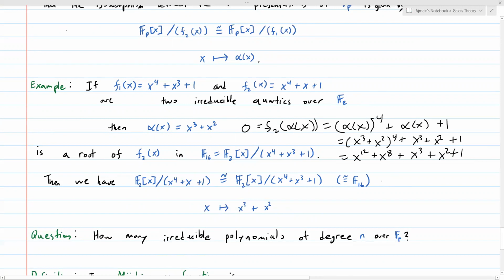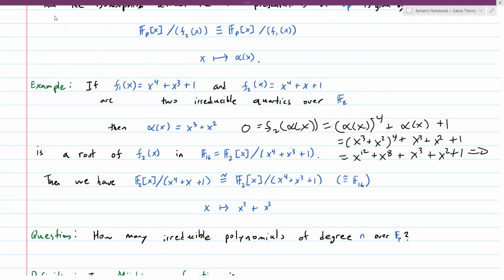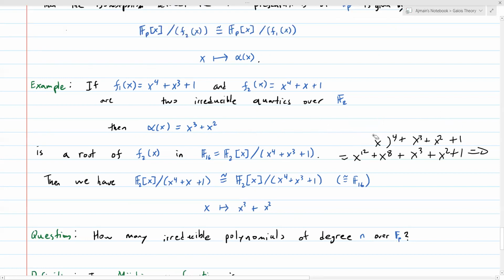And then you have to show that this is 0 by reducing by x to the fourth plus x cubed plus 1. So you have to show that this is 0 in this ring by taking out factors of this polynomial. Yeah, I'm not going to do this, but explicitly you should check that it works out to convince yourself that this actually works.